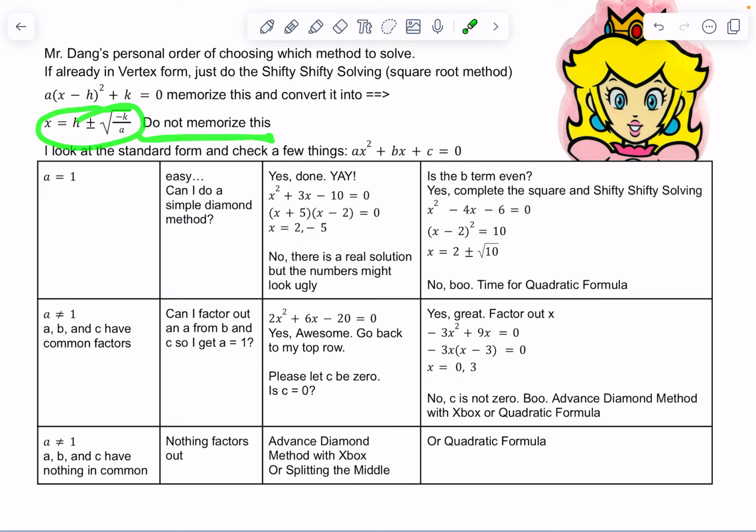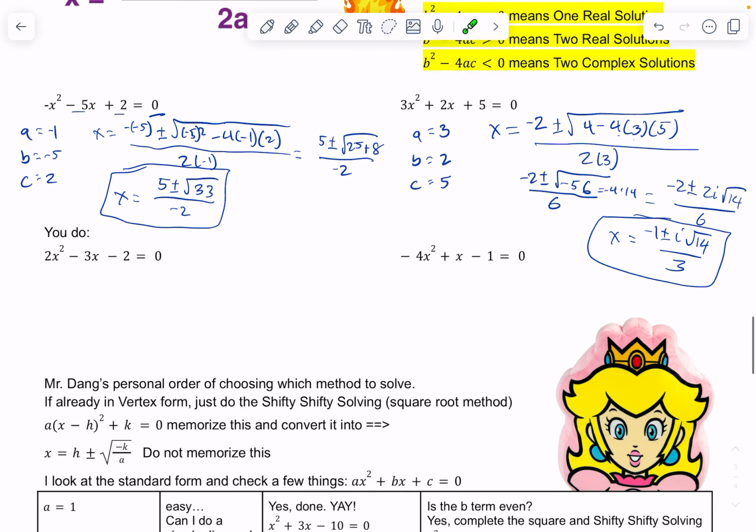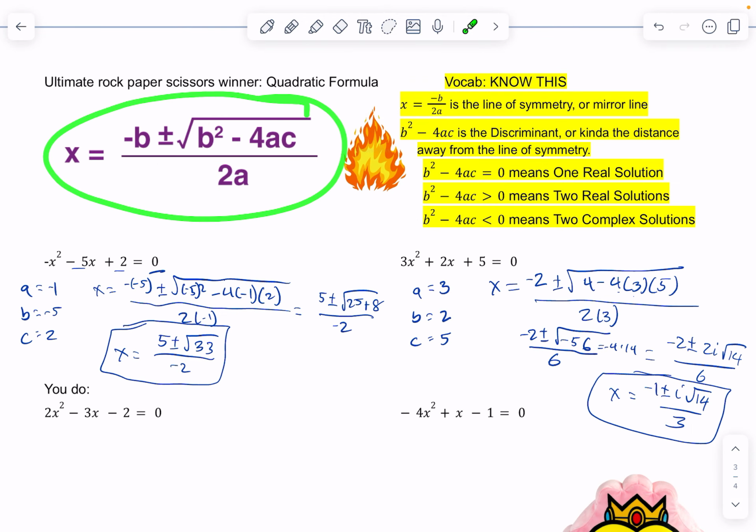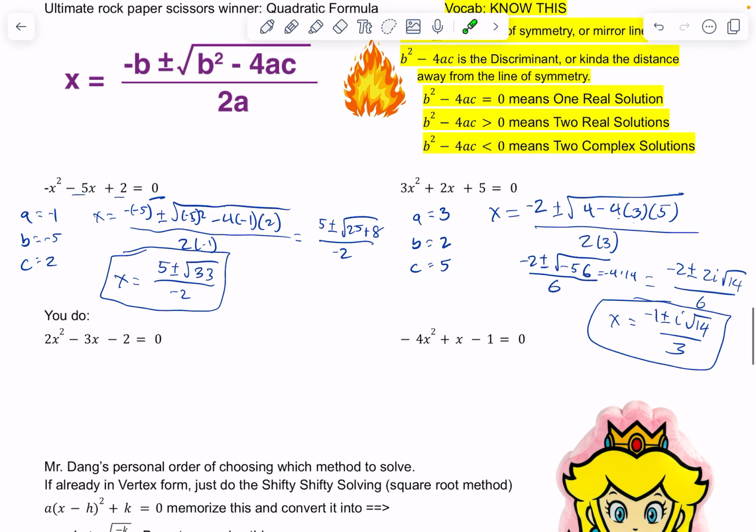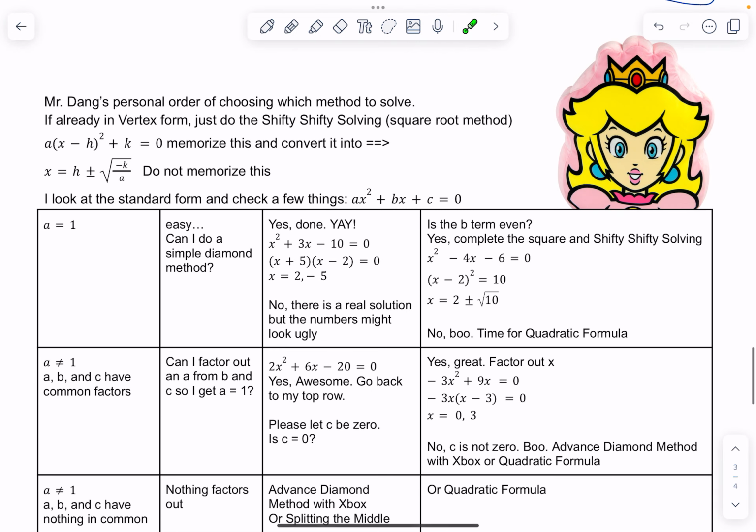Should you memorize this formula? No. Don't memorize this. If you can memorize this, you can use that to get to here. I'm a big fan of memorizing less, knowing how to convert more, because going from here to here requires thinking. Memorizing this is not thinking. But it works. I don't really care.